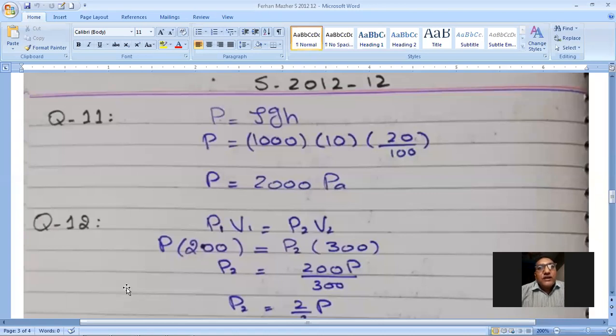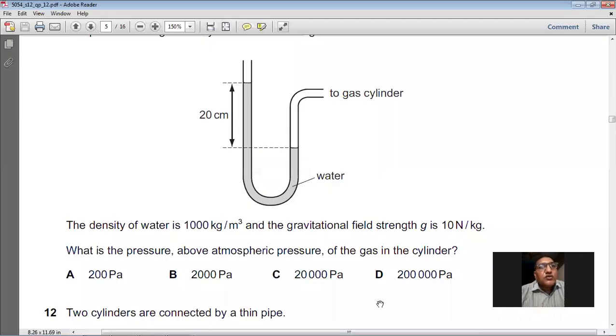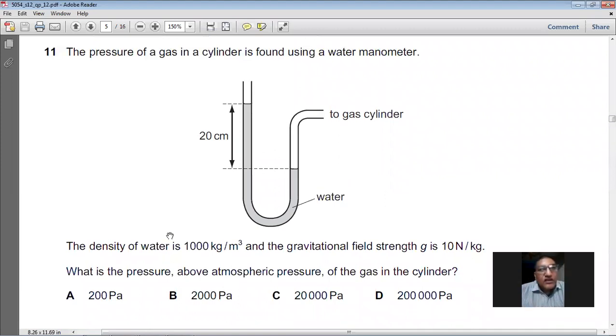So question number 11 is on your screen. Pressure is rho g h: density is 1000 kg per meter cube, multiplied by 10, multiplied by 20. To convert the 20 centimeters into meters, I will divide it by 100. So the answer will be 2000 pascal. So for question number 11, B is the right choice, sir.